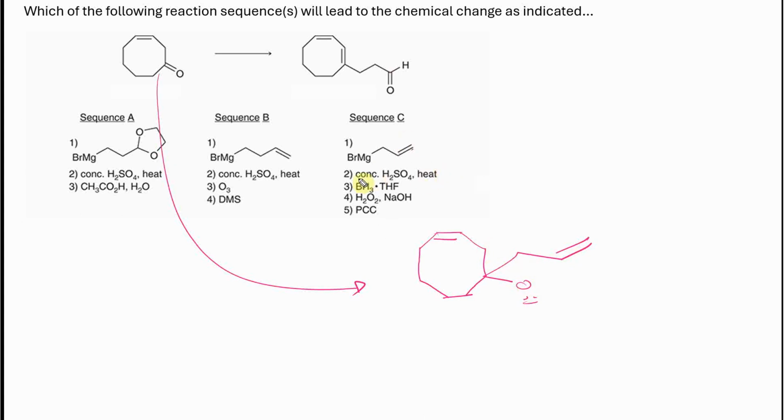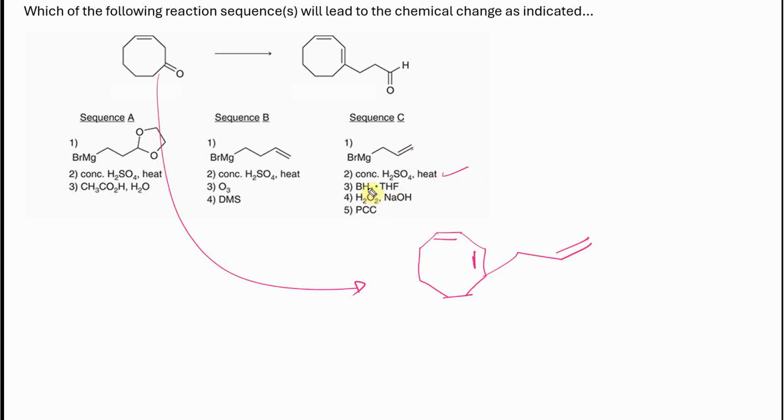And again you are treating this with concentrated sulfuric acid and heat, which means you'll make this an alcohol. More sulfuric acid will lead to dehydration and give you the dehydration product, which is again going to be the conjugated diene. So far so good. You are getting towards where you want to be. So up until step 2, you are here.